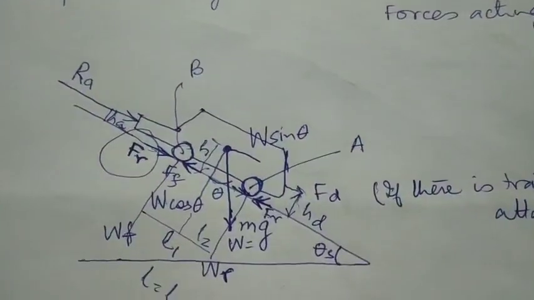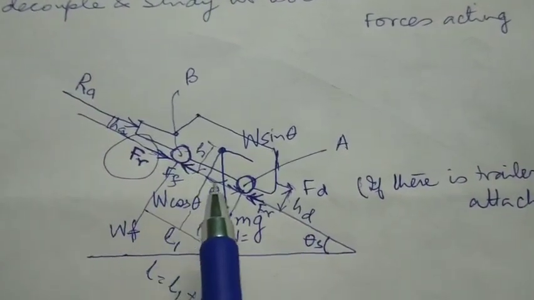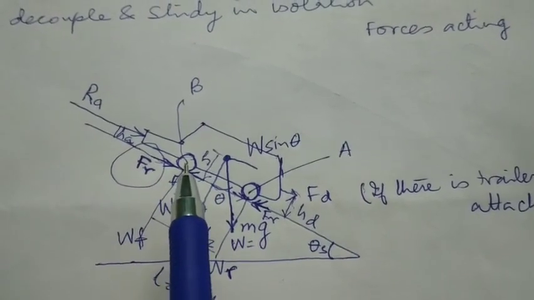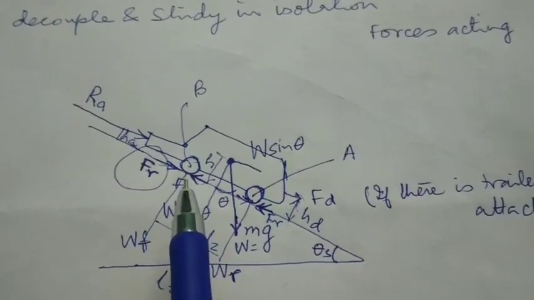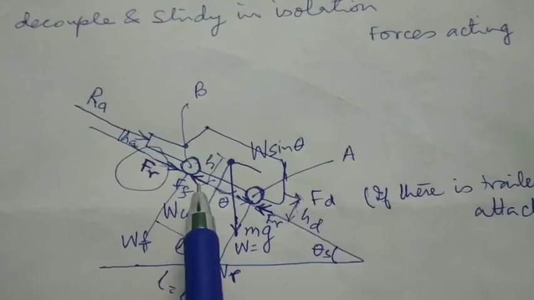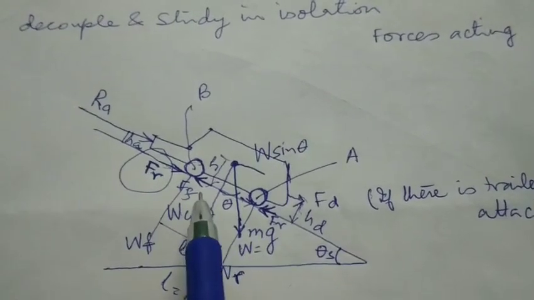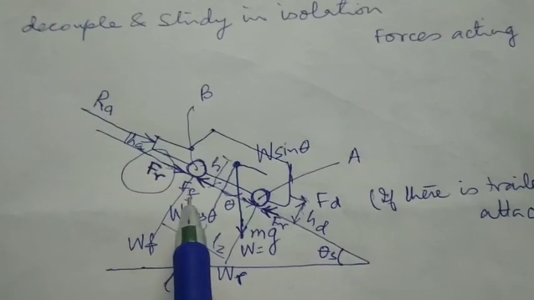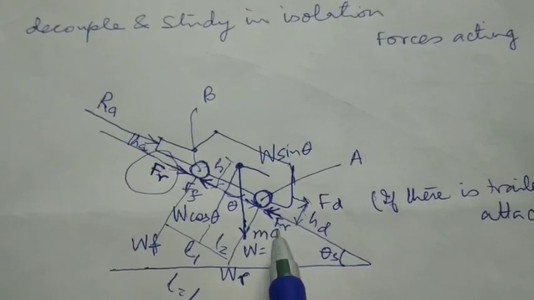Now when the vehicle is trying to move, there is some force acting between the tire and the road, both at the front wheel and at the rear wheel. That type of force, represented by this arrow and this arrow at the front wheel and the rear wheel, will be represented by FF and FR. So FF is the front wheel tractive force, and FR is the rear wheel tractive force.